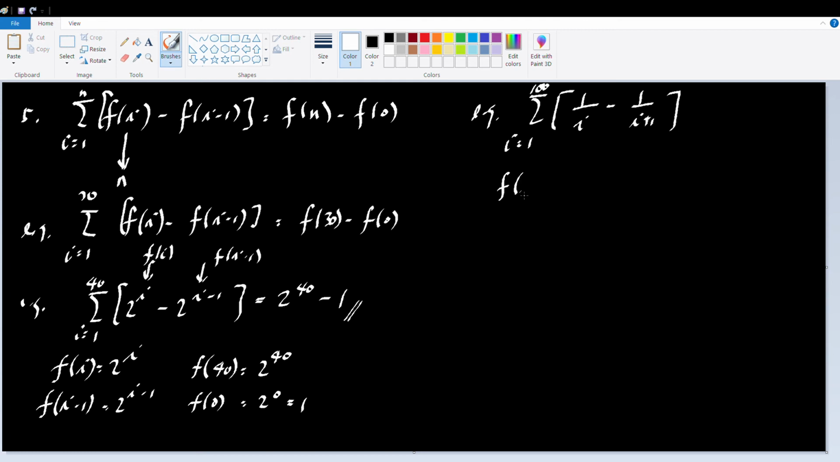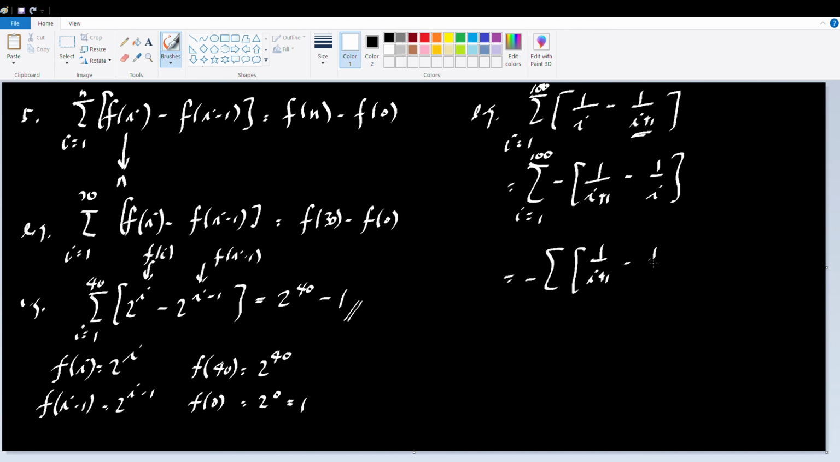Okay, my f of I is 1 over I, and my f of I minus 1 should be 1 over I minus 1. But it seems that there is a difference, no? It is not 1 over I minus 1, but 1 over I plus 1. We take note that I plus 1 is greater than I, right? So, what we will do here is we will rewrite this as the sum of the negative of 1 over I plus 1 minus 1 over I from 1 to 100. Okay? And then I can factor the negative sign. So negative times the sum of 1 over I plus 1 minus 1 over I.